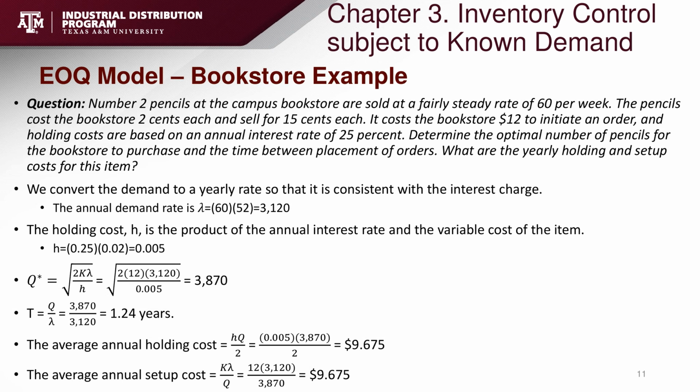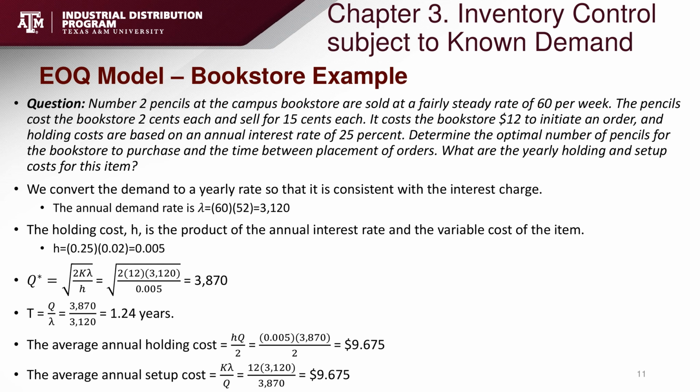Alright, let's see a numerical example. Number 2 pencils at the campus bookstore sell at a steady 60 a week. They cost the store 2 cents each. Ordering costs $12 and holding is based on a 25% annual interest rate.